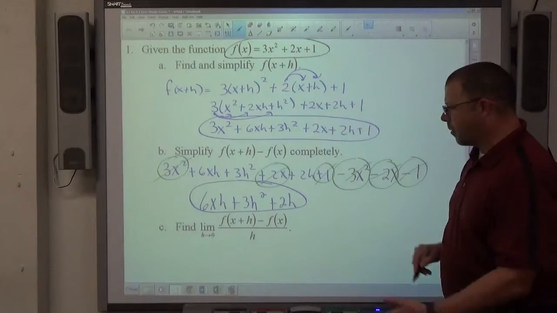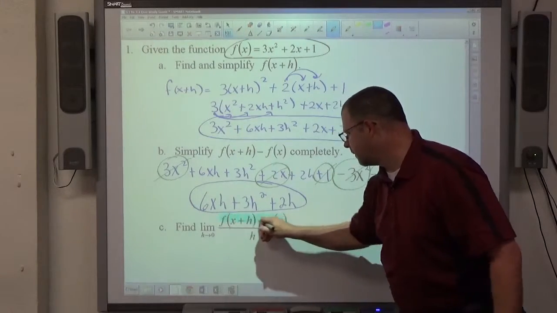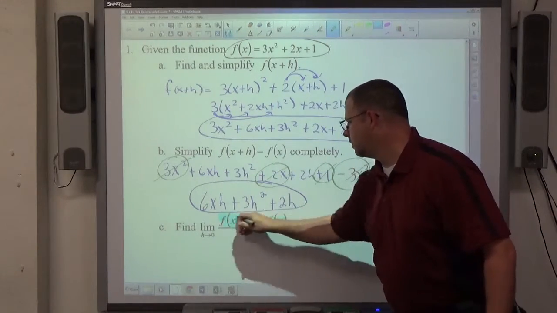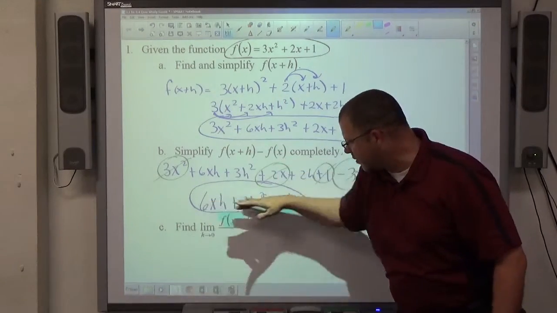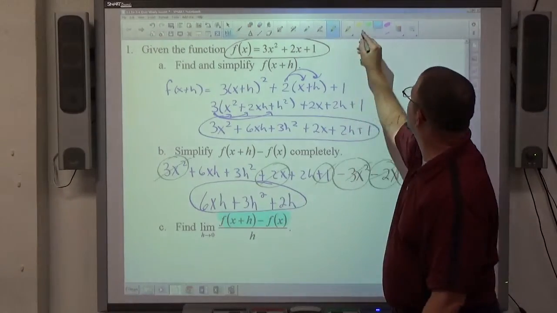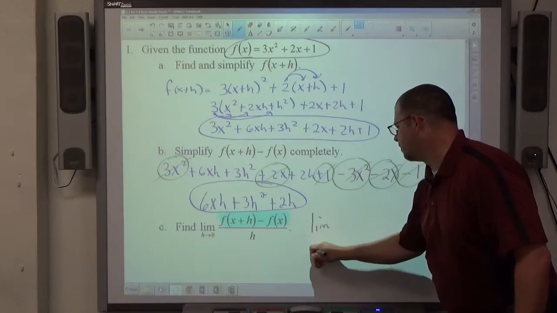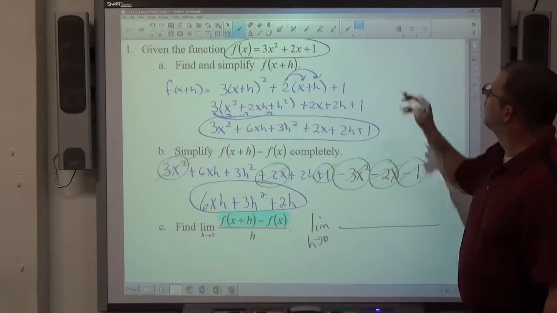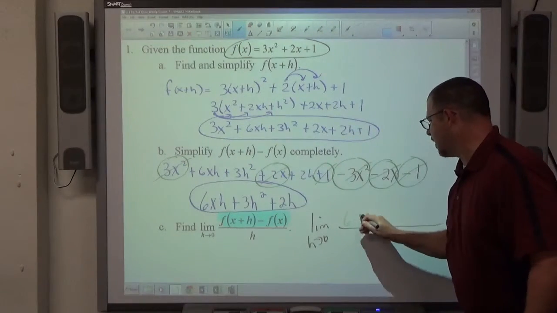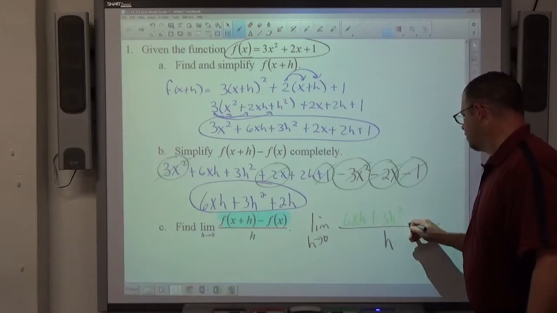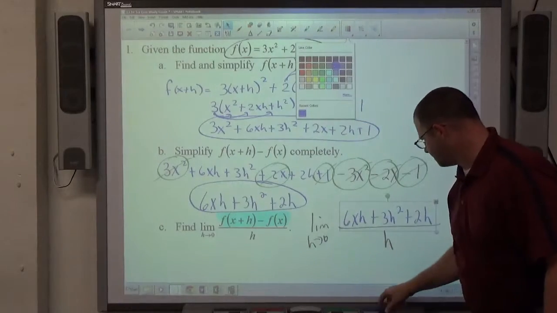Part C asks me to perform the limit. Okay, the top part of the limit here, what I have highlighted in blue, is the answer to part B. We just figured out f of x plus h minus f of x completely simplified is what's circled here in blue. That's what the top of this limit is. So when I apply this limit rule, limit as h approaches 0 of that over h, what goes on top is simply what we just got on part B. So 6xh plus 3h squared plus 2h. That was supposed to be blue. Picked the wrong color. All right.